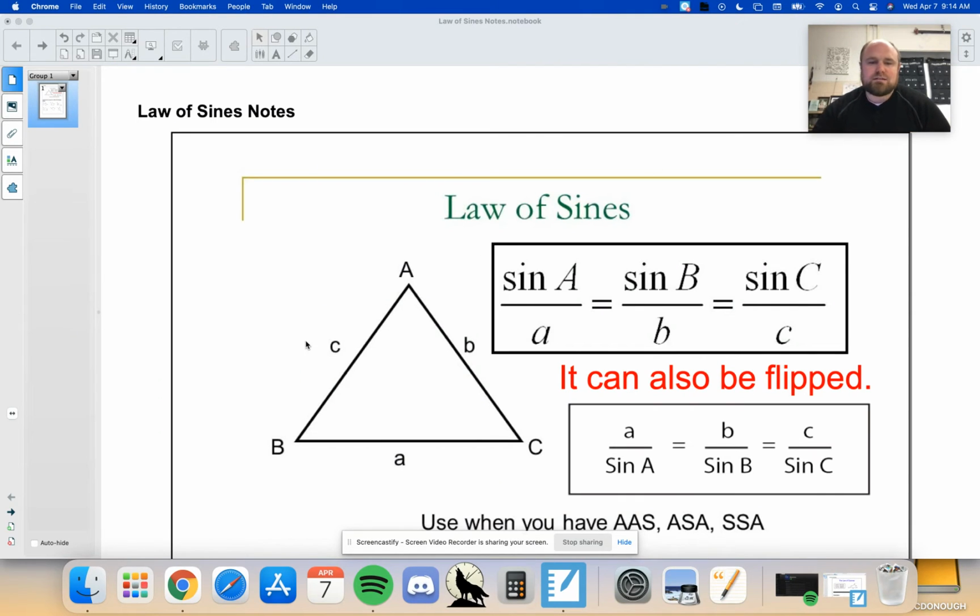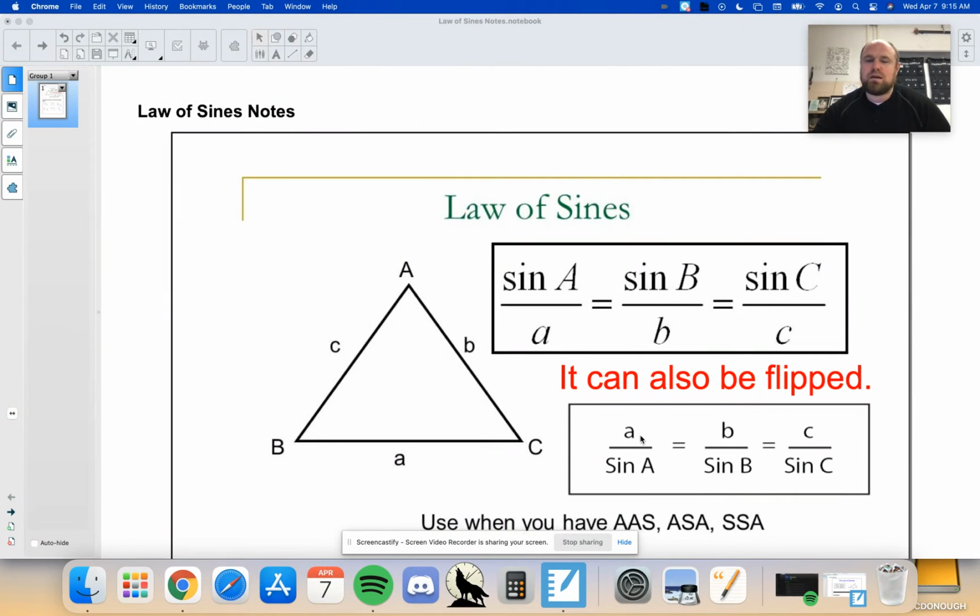The lowercase letters represent side lengths, so you have side A, side B, and side C. You also have angles A, B, and C. The law of sines simply says that the sine of A, which is angle A, over side length A, that ratio is equal to the same ratio of sine of B over B or sine of C over C.